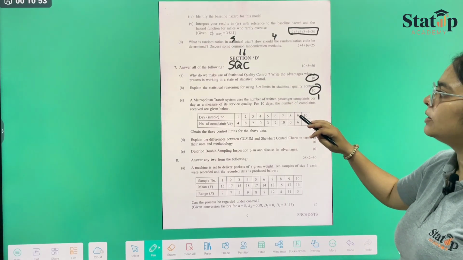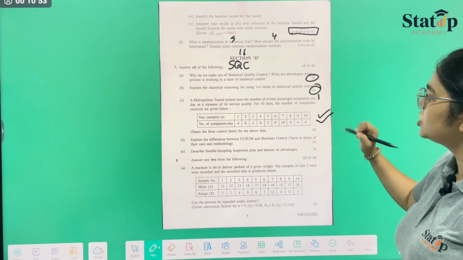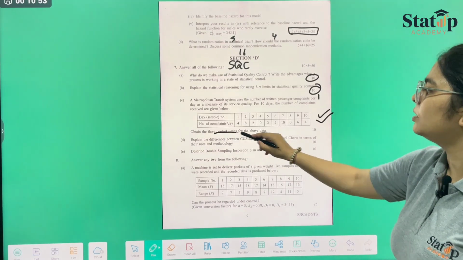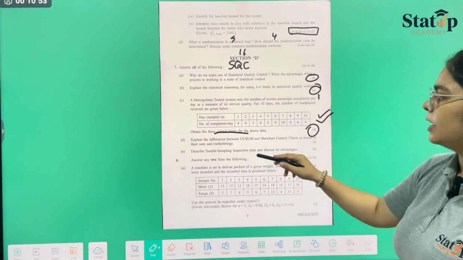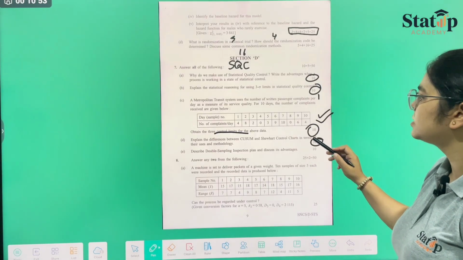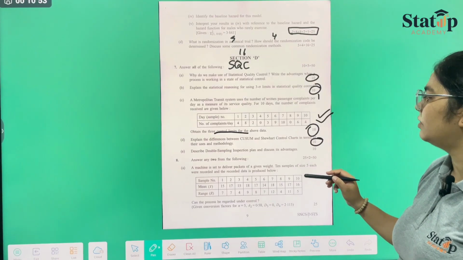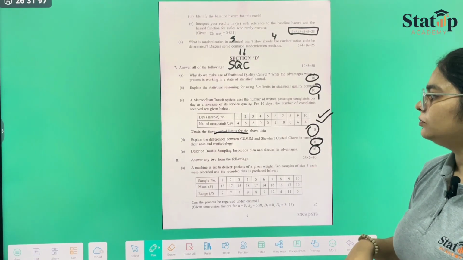The metropolitan transit and everything, you have to draw the chart here. So control limit chart here, it was of 10 marks again. Difference between Q-sum and Q-hard control charts, 10 marks. Describe double sampling inspection plan and discuss its advantages, 10 marks.